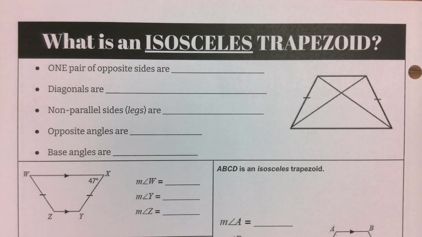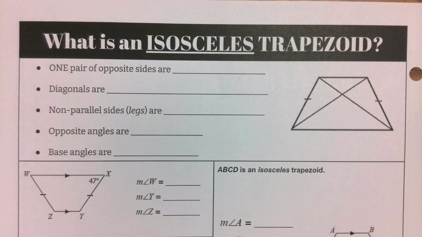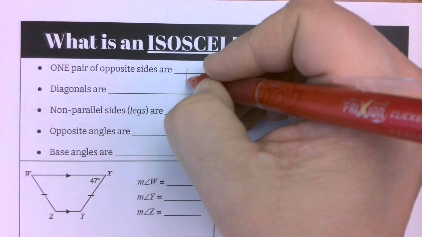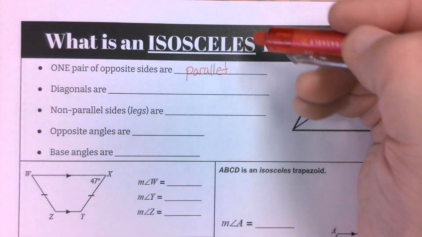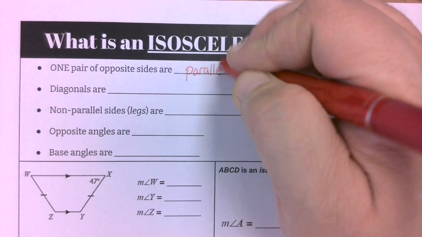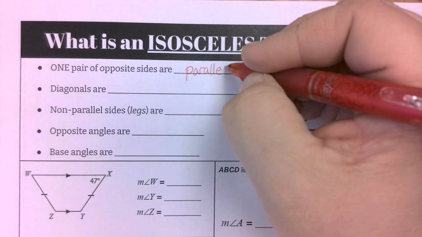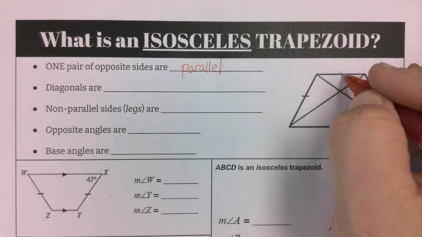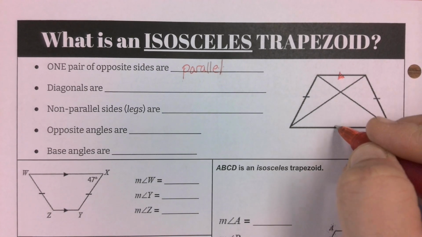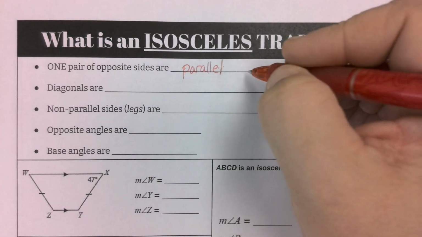So this is the second video where we're introducing a specific type of trapezoid. First we talked about a regular trapezoid. In order to be a trapezoid, you have to have one pair of opposite sides that are parallel. I accidentally wrote a T, not parallel. Sorry about that. Parallel. Alright, in order to have one pair of parallel sides, the bases are parallel. That makes you a trapezoid.